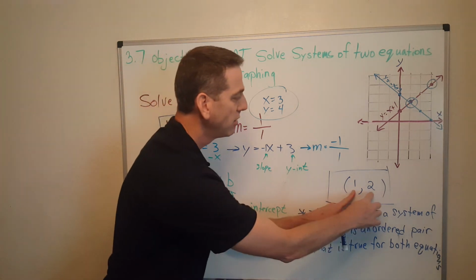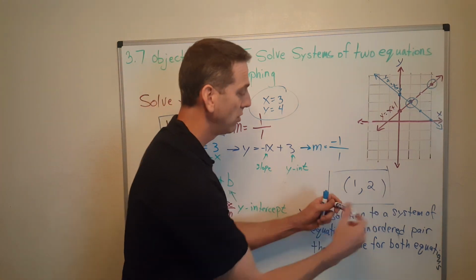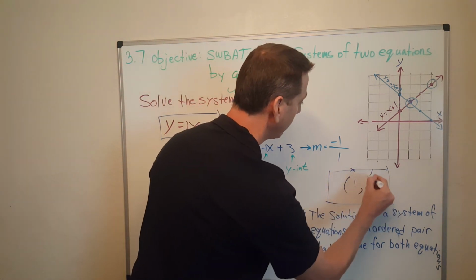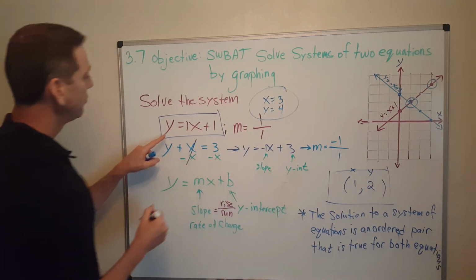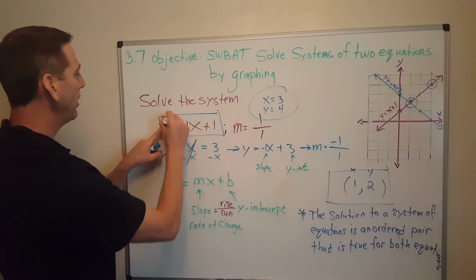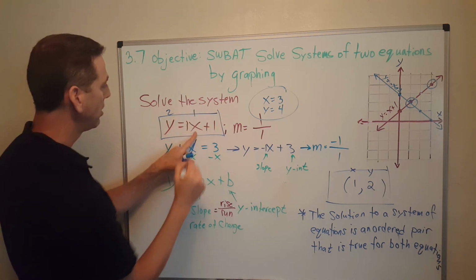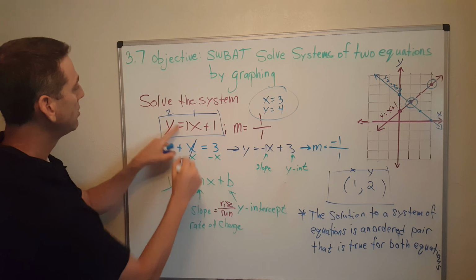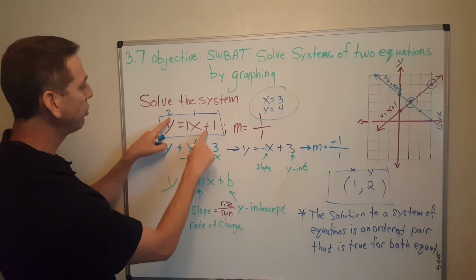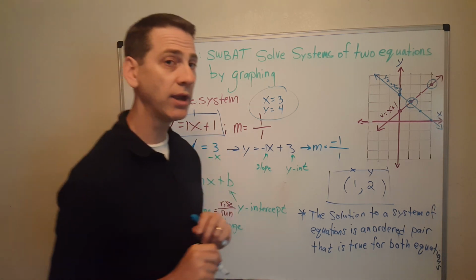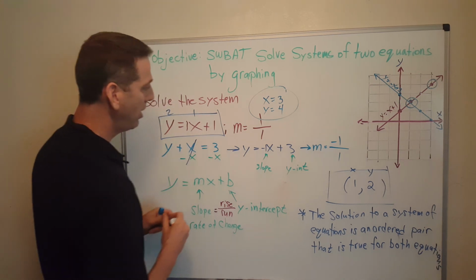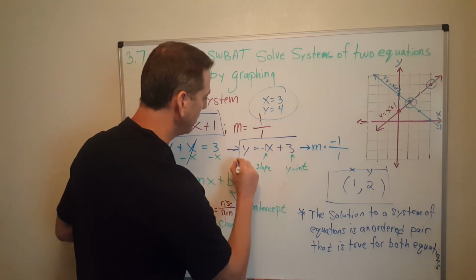X is 1, y is 2. All right? This is x, y. So y is 2, so I get 2 equals x is 1. So 1 times 1 is 1. So 2 equals 1 plus 1. That's correct, right?